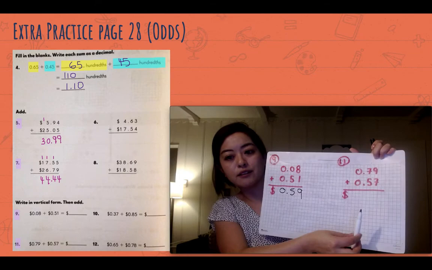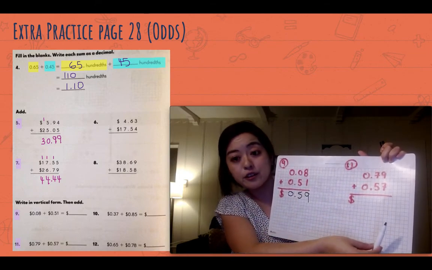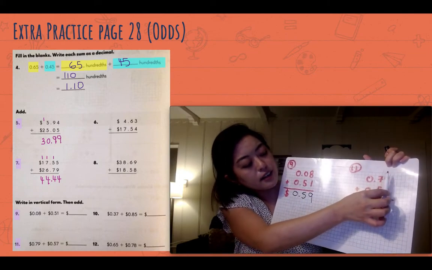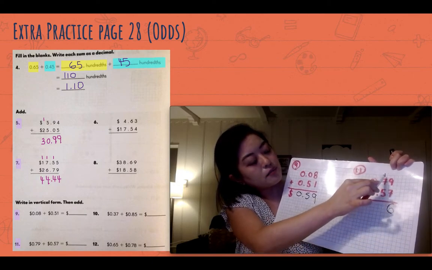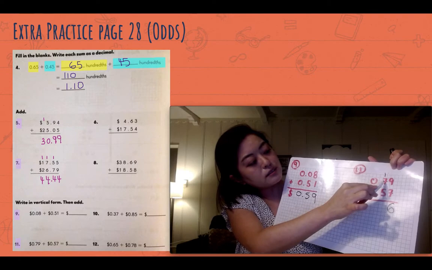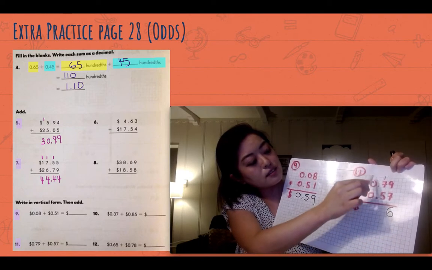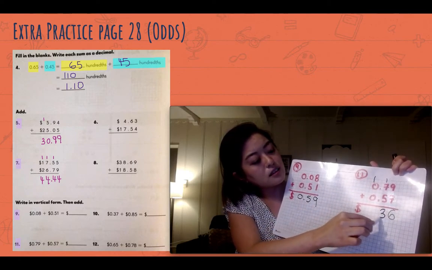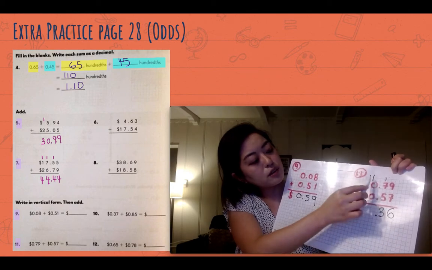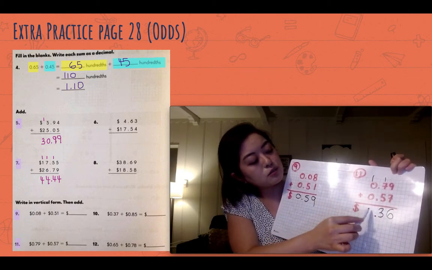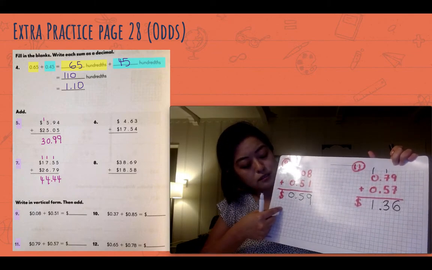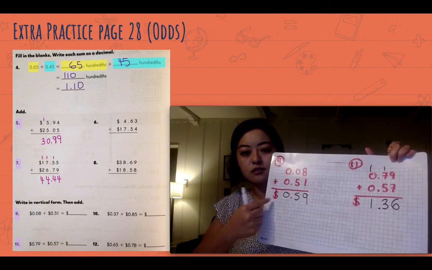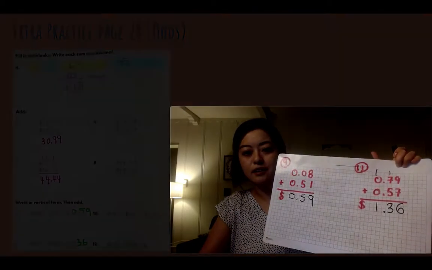Let's look at number 11. Start with the lowest place value column, which is the hundredths. 9 hundredths plus 7 hundredths is 16 hundredths. 1 tenth plus 7 tenths plus 5 tenths is 13 tenths. Drop the decimal point. 1 plus 0 plus 1 plus 0 plus 1 is 1 1. So it's $1.36. And this one is 59 cents actually, because we have a dollar sign there.